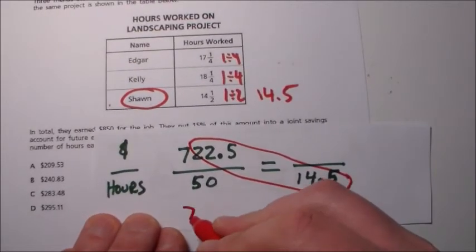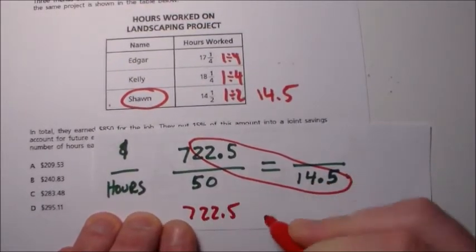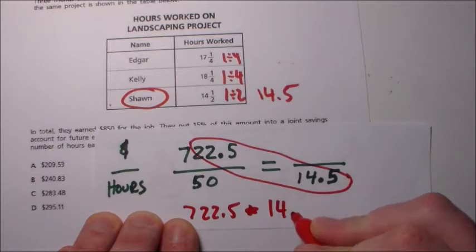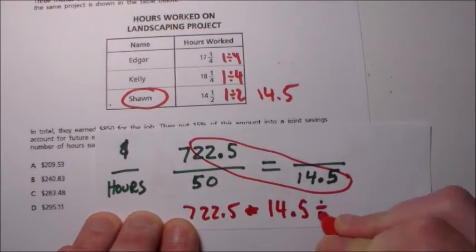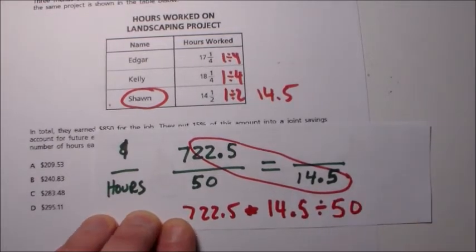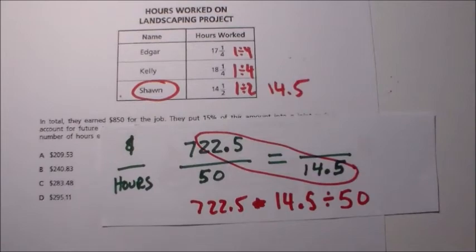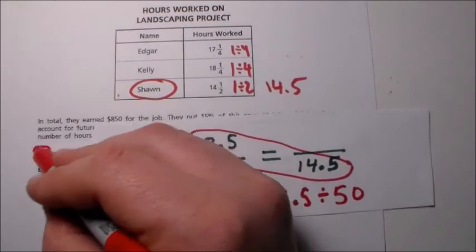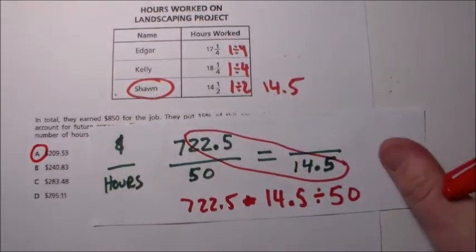So we do the math. We do 722.5 times 14.5. We divide by 50. Plug that into our calculator. And we find that the answer is A. And we're good.